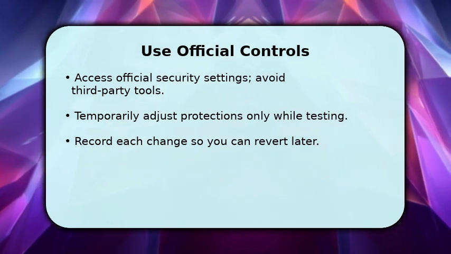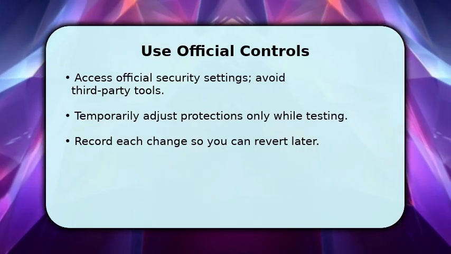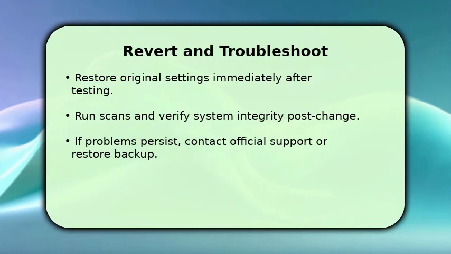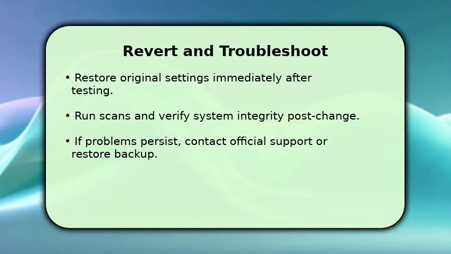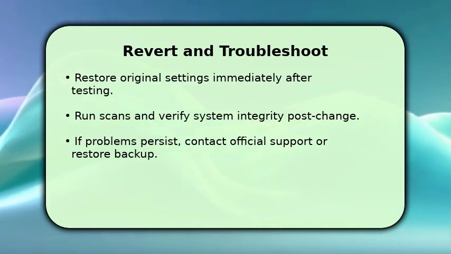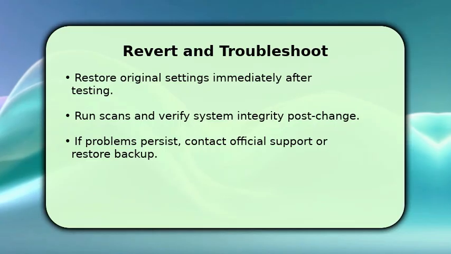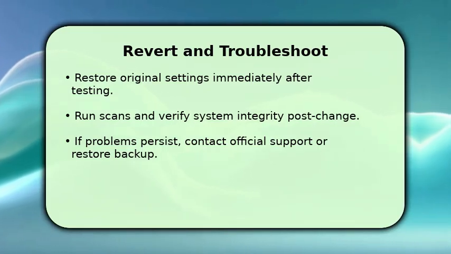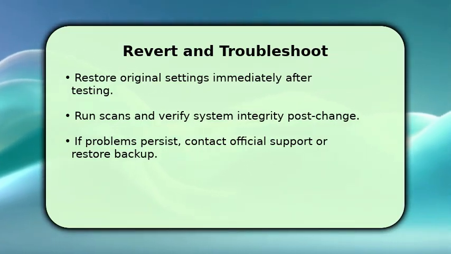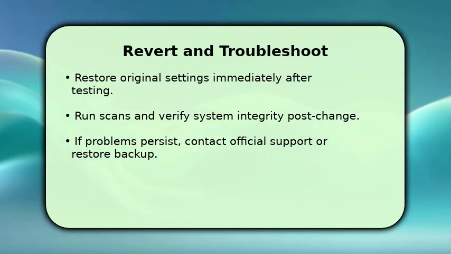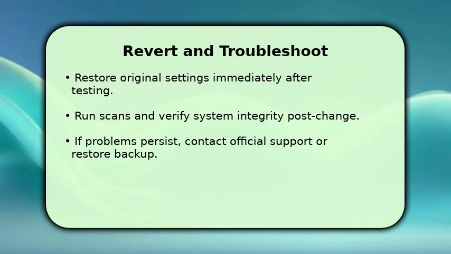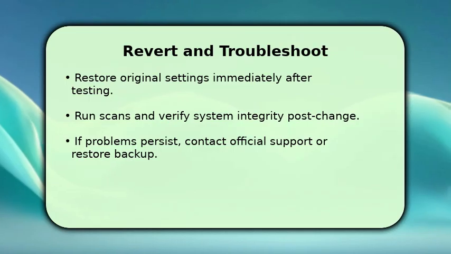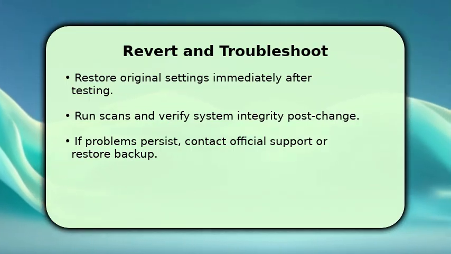Finally, once testing or troubleshooting is complete, revert all security settings to their original state immediately and run full system scans to confirm integrity. Make sure updates are applied and verify that apps behave as expected. If you cannot restore normal operation, restore the backup or contact official vendor support for guided assistance. One key troubleshooting tip: if the device shows unexpected behavior after changes, re-enable protections first, then proceed.